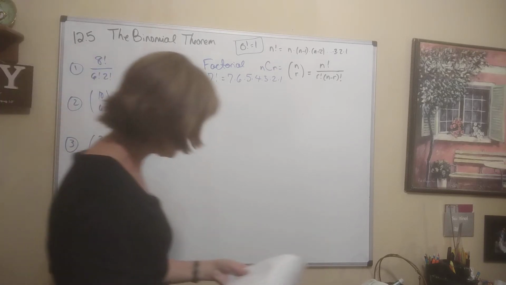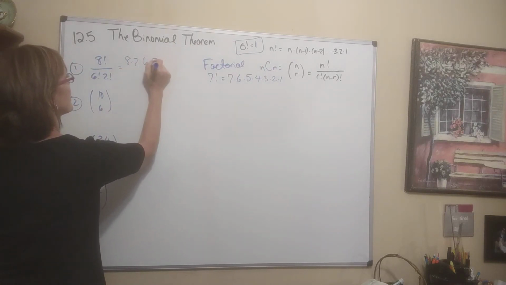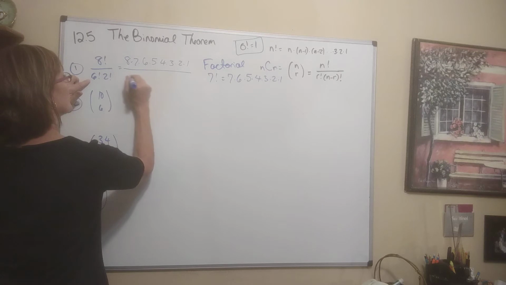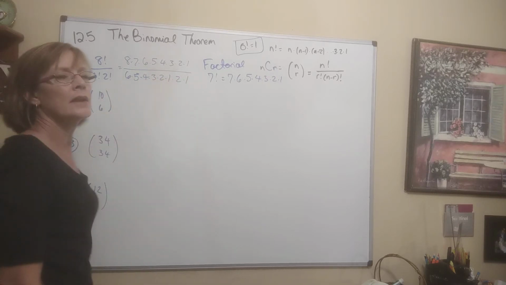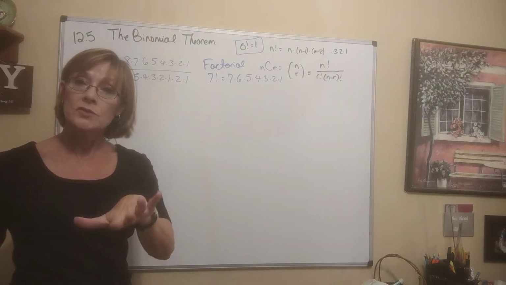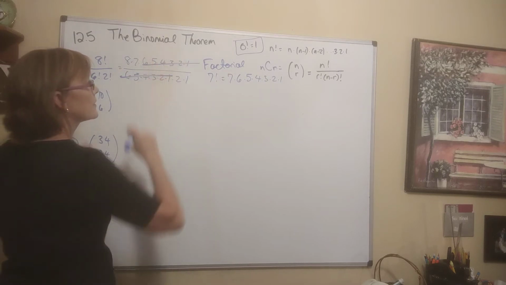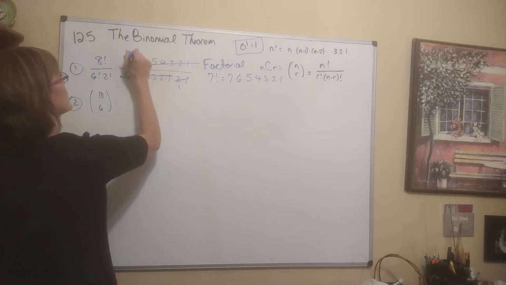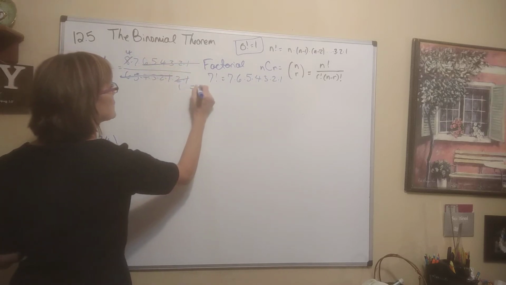Okay, so let's do these real quick. 8 factorial is 8 times 7 times 6 times 5 times 4 times 3 times 2 times 1, divided by 6 factorial times 2 factorial. 6 factorial is 6 times 5 times 4 times 3 times 2 times 1. 2 factorial is 2 times 1. All right, what I'm going to do, and this is pretty easy, is cancel common factors. 6 times 5 times 4 times 3 times 2 times 1 is going to cancel with 6 times 5 times 4 times 3 times 2 times 1. Then I'm left with 2 times 1. 2 can go into 8 4 times. I'm left with 4 times 7 times 1, 28 over 1. This is equal to 28.